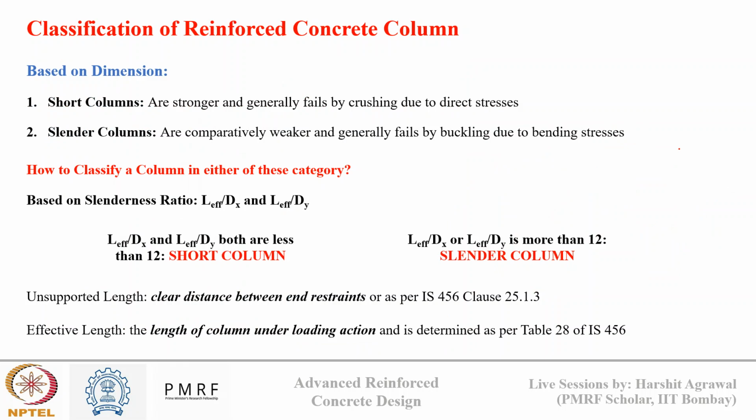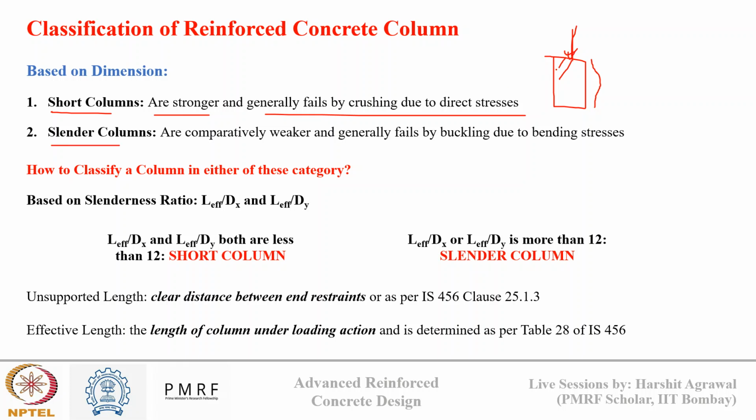Now, based on dimension, there are two types of column: short column and slender column. Short columns are generally stronger and they fail by crushing due to direct stresses. In a short column, the height of the column is small, so it won't buckle or bend that much. It will fail only when the concrete is crushing, due to the axial stresses applied on the column.